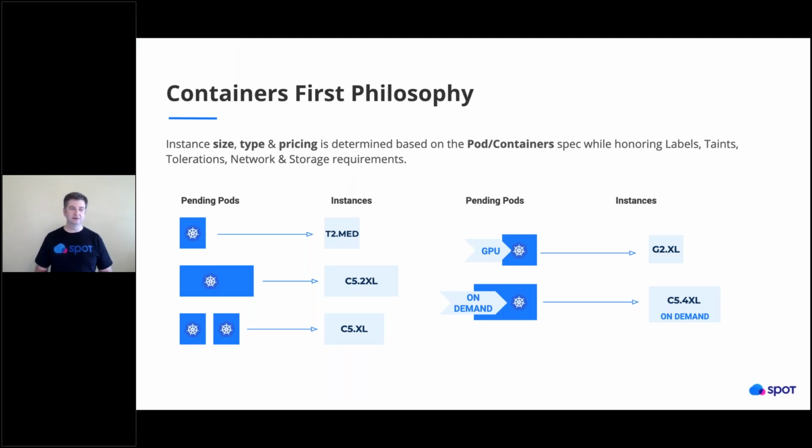So with a containers-first philosophy, what we're looking at is instance size, type, and pricing is determined based on the pods that are being scheduled to the cluster, while honoring all the labels, the taints, tolerations, and network storage requirements that go into native Kubernetes deployments. Pending pods should be able to find instances that meet their vCPU and memory requirements. Taints and tolerations should take into account whether something should be running on a GPU-based instance or whether it should be an on-demand-based instance as compared to an excess capacity or reserved instance, if those are makeups of your applications and how you want them to run. What needs to happen in this situation is that pods dictate how the infrastructure should be set up, and then the infrastructure should automatically meet those demands without you having to keep 2 sets of rules for scaling policies.